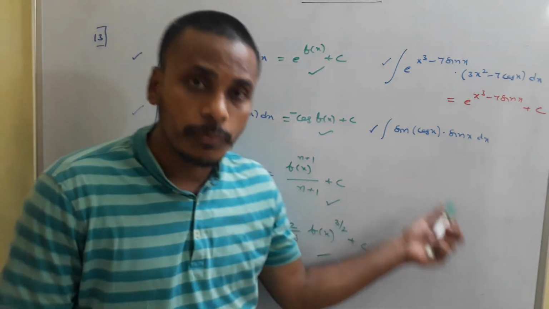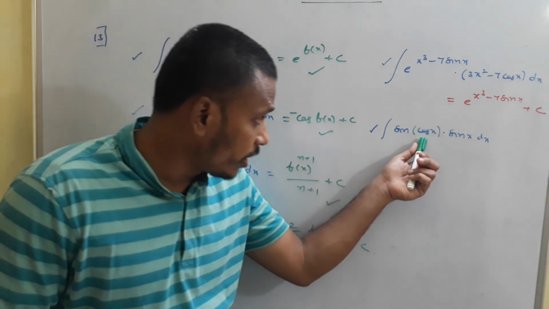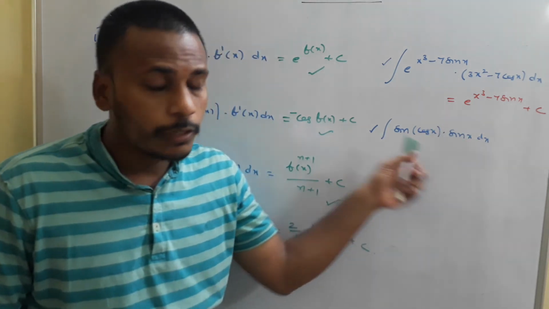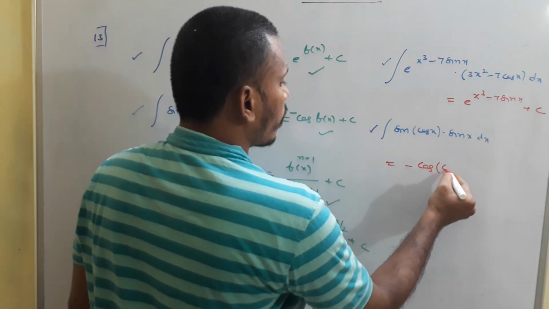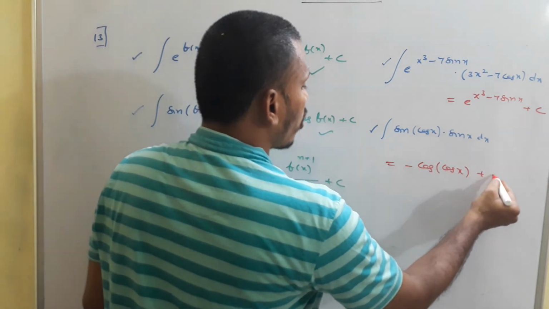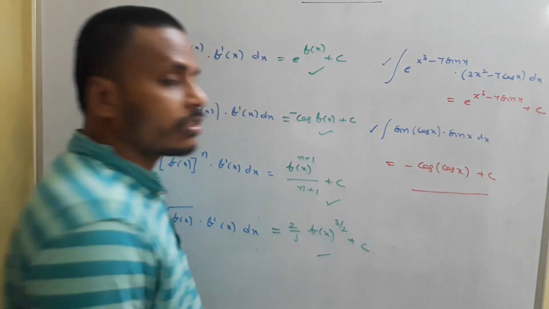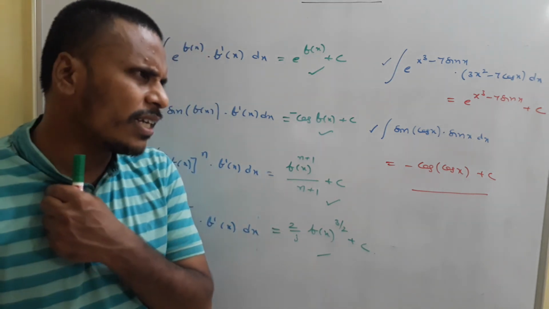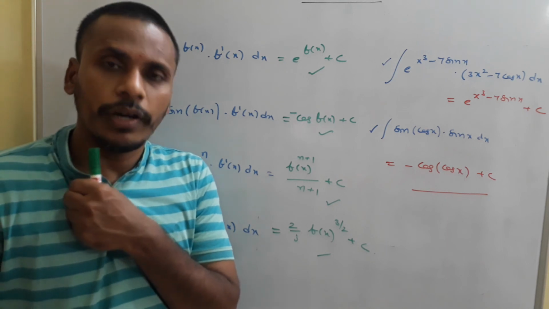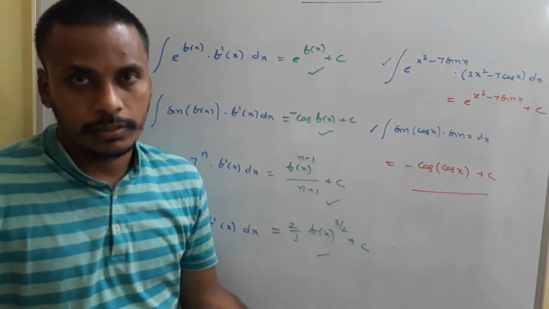And come to the next problem, sin of some function into its derivative. That means sin t into dt, which is minus cos t, but in the place of t we have cos x. So minus cos of cos x plus c is the answer for the last bit. Have a look, and then I will give you some ideas from inverse trigonometry which involves the substitution method.